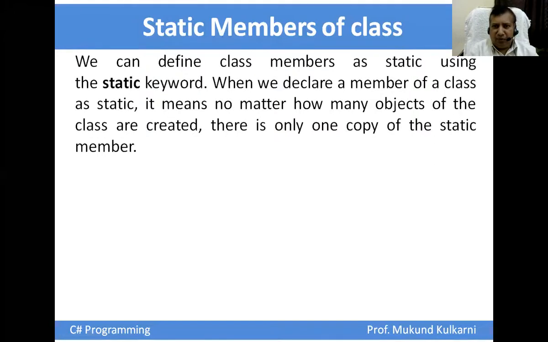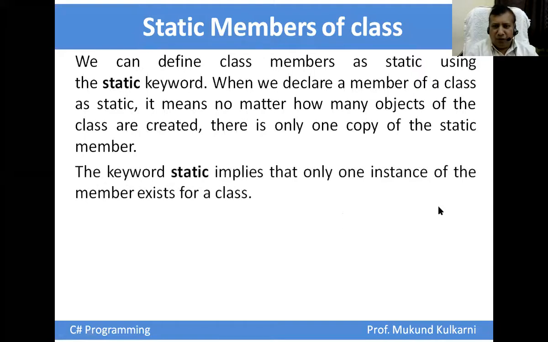By definition, we can define class members as static using the static keyword. When we declare a member of a class as static, it means no matter how many objects of the class you create, there will be only one copy of the static member. We can create multiple objects, but if any member of the class is declared static, it will have a single copy for all objects. Even if you create multiple objects, there will be only one copy of the static member and it will be shared by all objects.